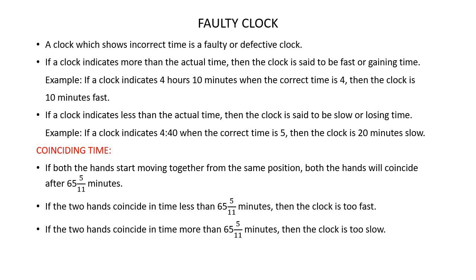Now let's understand the concept of coinciding time. If both the hands start moving together from the same position, then both the hands will coincide after 65 5/11 minutes. If the two hands coincide in a time less than 65 5/11 minutes, then the clock is too fast. If the two hands coincide in a time more than 65 5/11 minutes, it means the clock is too slow.